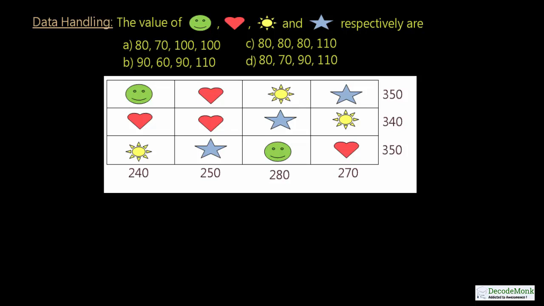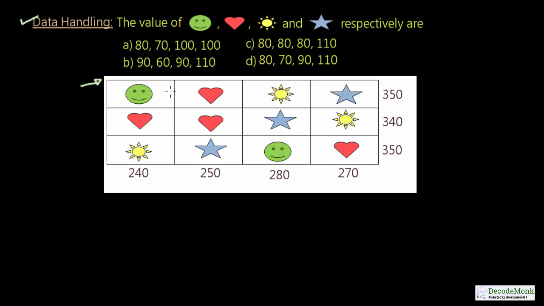This question is related to data handling. The question says the value of smiley, heart, sun, and star respectively are, and then you are given four options accompanied by a group of figures like this, a table of figures to be particular. Now, from this table, you have to find out the value of these basic figures.